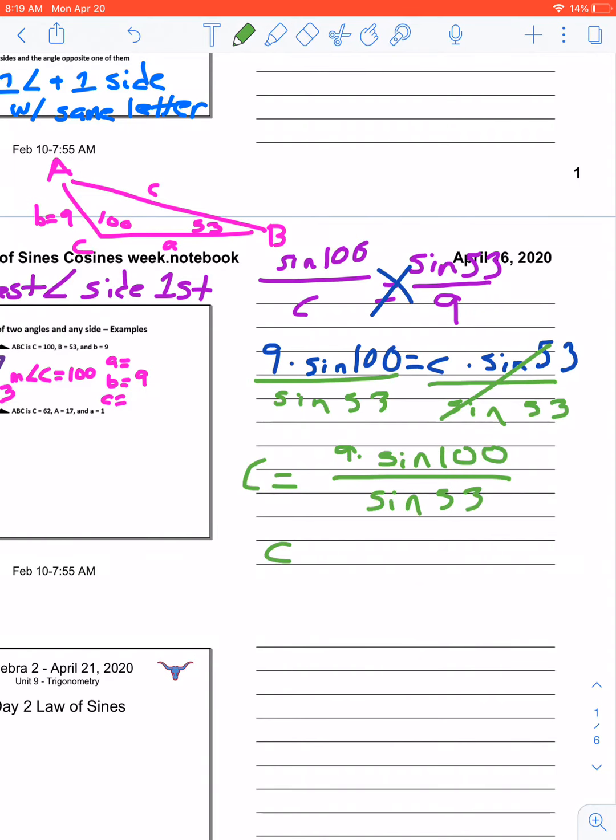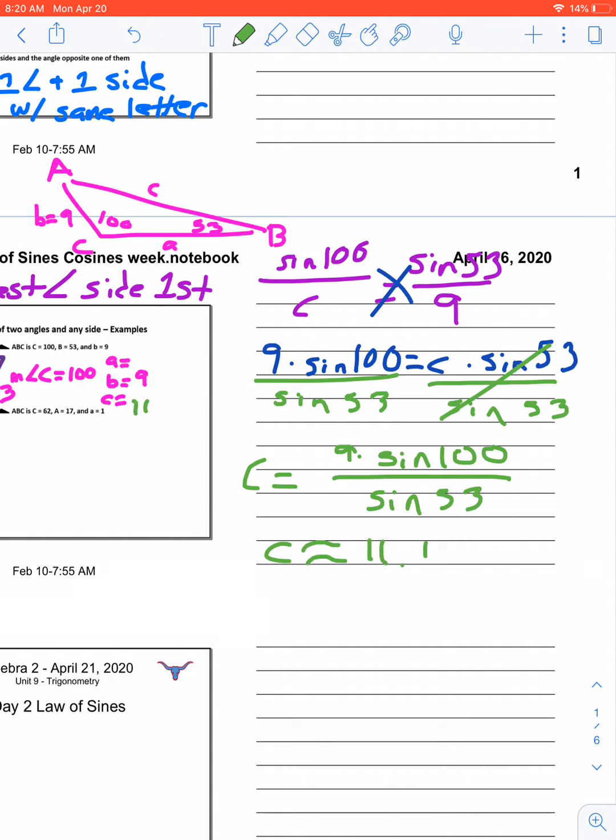So what's C? Again, we're going to round the C measurement to the nearest tenth. When I'm typing this in the calculator, I like to do the numerator first, then divide by the denominator. So I like to do 9 times sine 100. Make sure your calculator is in degrees, not radians. Enter. Divide by sine 53. And I get 11.0980. So we're going to do 11.1. So C is going to be approximately 11.1.